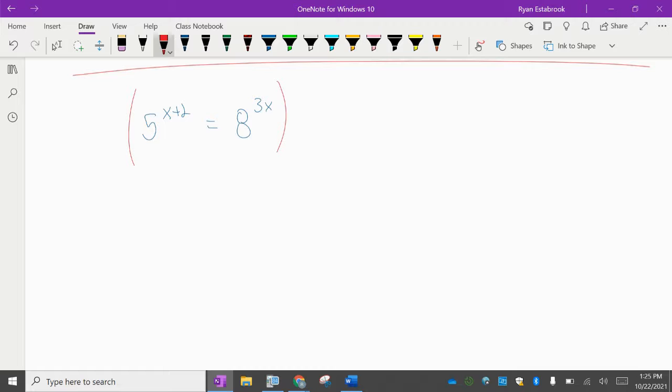I usually take log base whatever's on the left. It doesn't have to be that. That's just what I generally do. So in this equation, take log base 5 of both sides. And then can you simplify that a little bit?